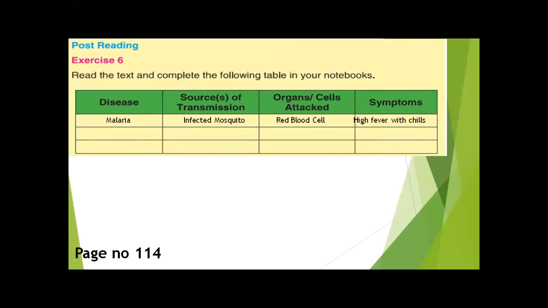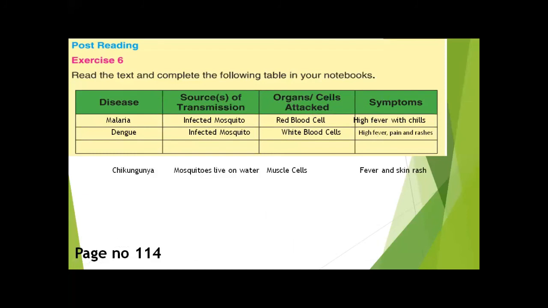Now, the second disease is dengue, and the source of transmission is also the infected mosquito. Which cells are attacked? White blood cells. And what are the symptoms? High fever, pain, and rashes.